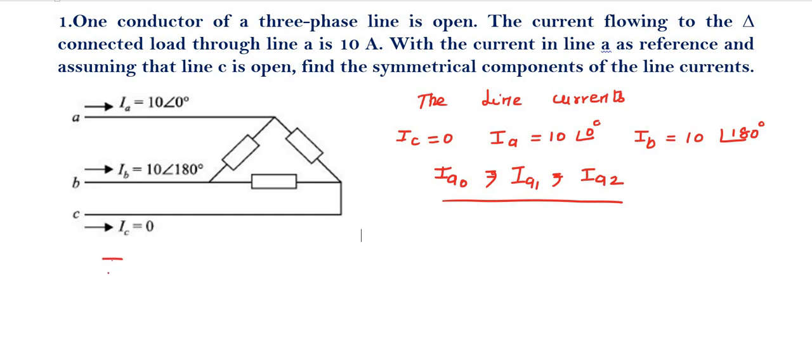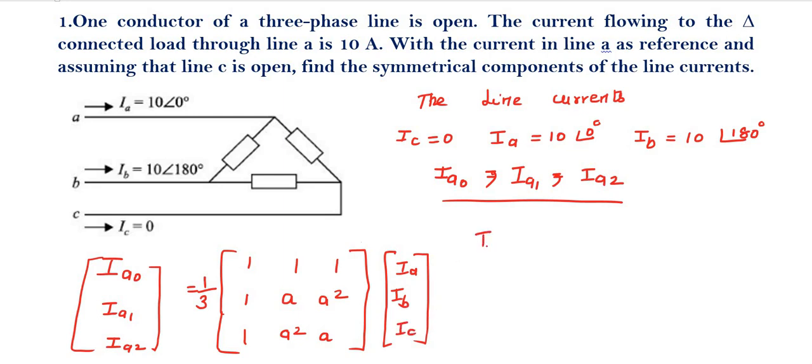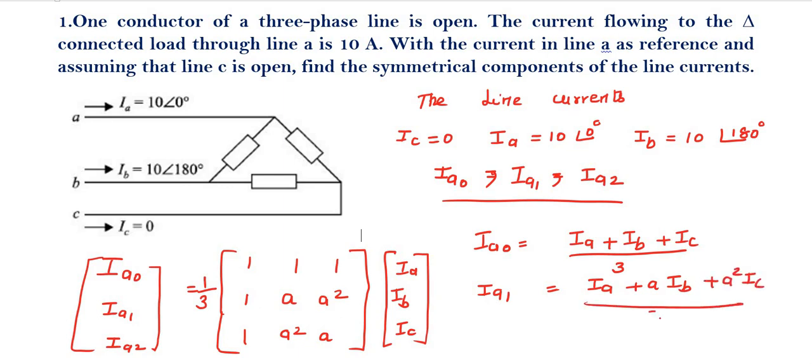First I have to write the equation in the matrix form. IA0, IA1, IA2 is equal to the matrix 1 by 3 of matrix A: 1, 1, 1, 1, A square, A, and so on. Here I have to write the line currents IA, IB, IC. How to write IA0? IA0 is IA plus IB plus IC divided by 3. What is IA1? That is IA plus A IB plus A square IC divided by 3.